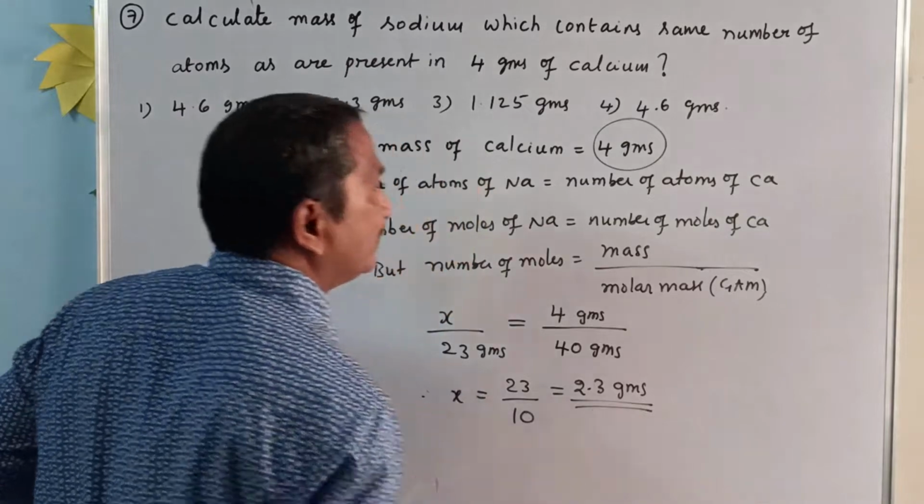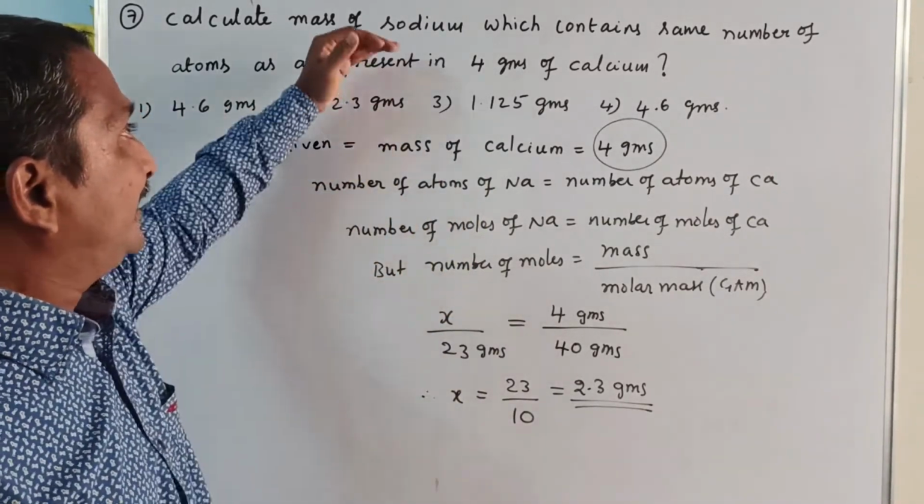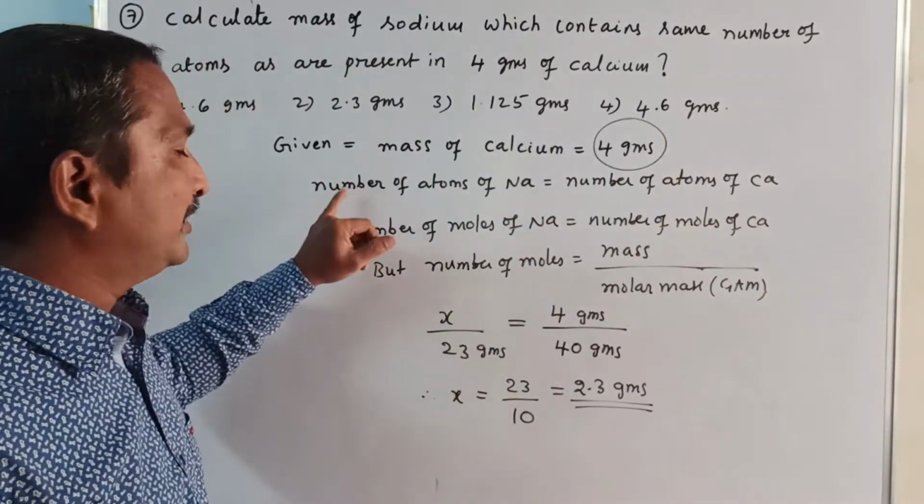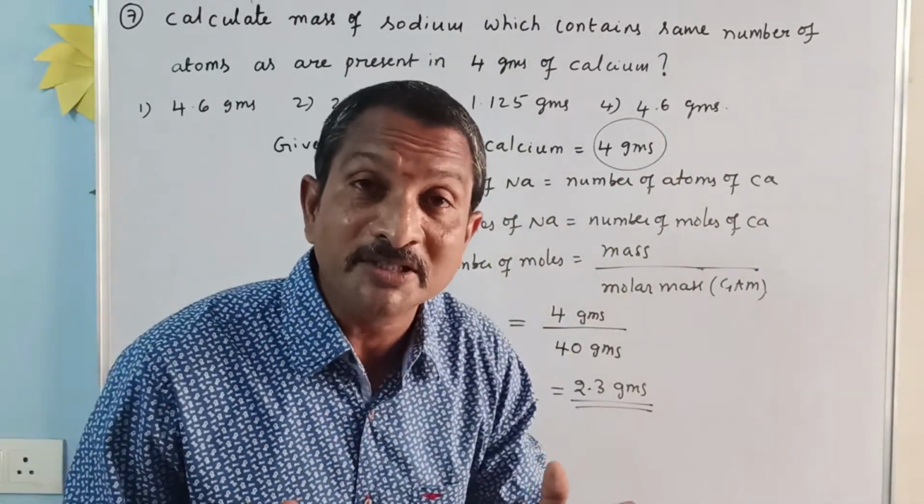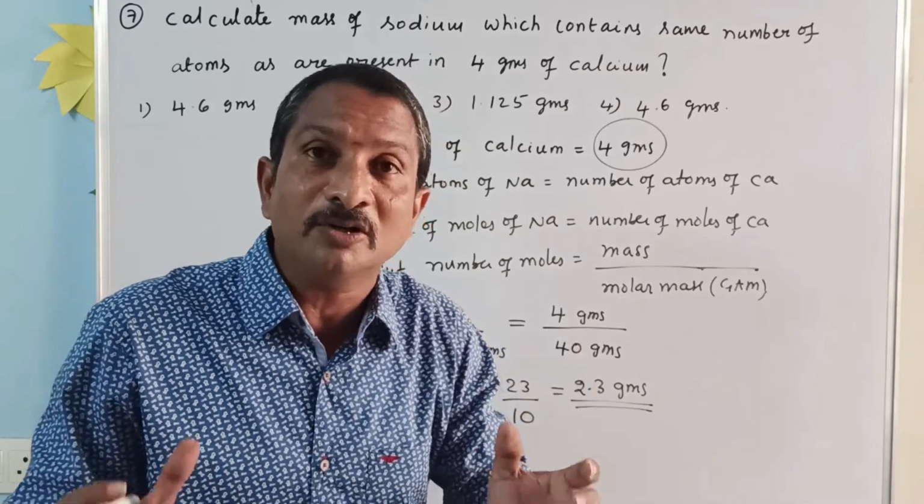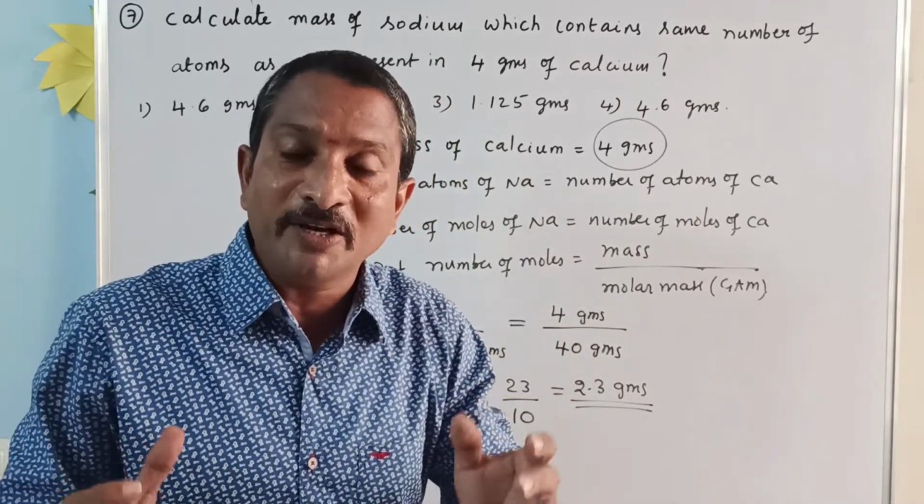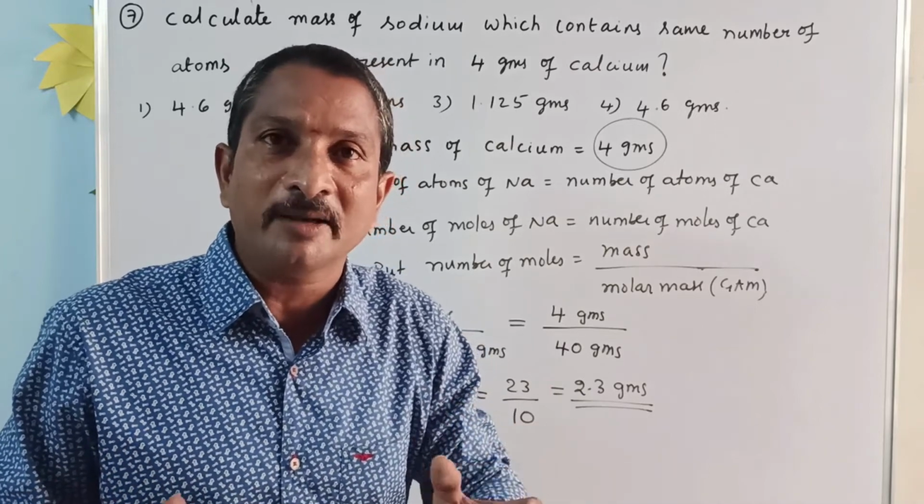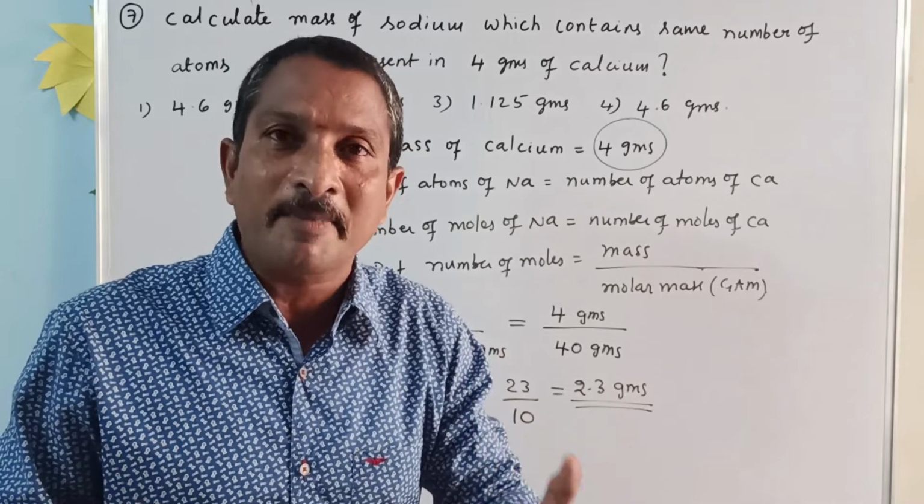Clear, all of you? Very simple. Here, the given condition is the mass of calcium, 4 grams. One more given condition is that the number of atoms of sodium is equal to the number of atoms of calcium. That is nothing but the number of moles of sodium is equal to the number of moles of calcium. What we know: number of moles is equal to mass by molar mass. In the case of monoatomic species like metals, that is gram atomic mass.